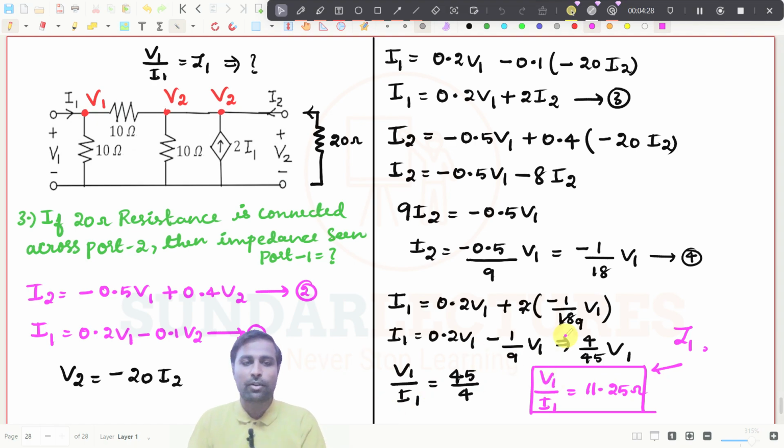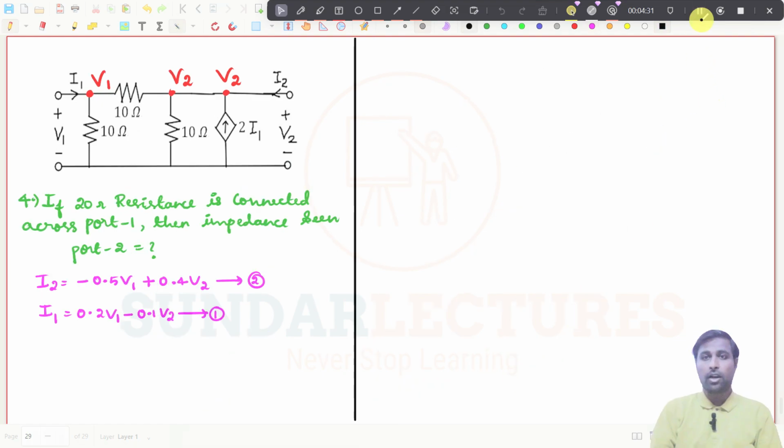And we have another question too. We will see that. Now we have taken the other question, the fourth question. If a 20 ohm resistor is connected across port 1, which means we are just connecting a 20 ohm resistance across port 1, then what happens to V1 now? So V1, since you are going in the same direction as the current, will be minus 20 I1. That's all. Very simple, right?